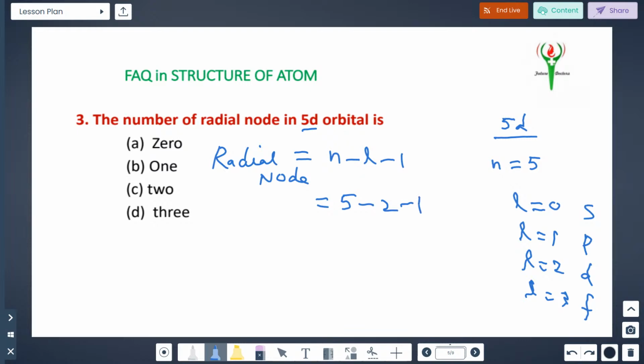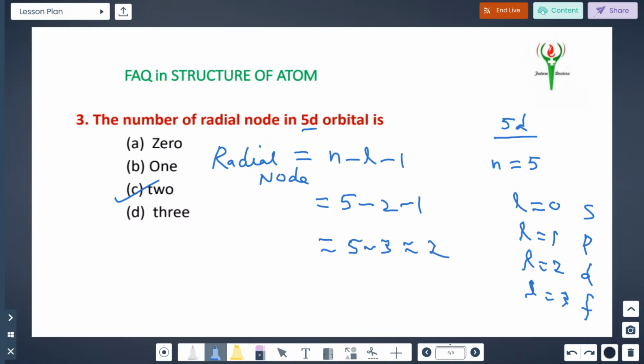minus 1. You know that. So 5 minus 3, the answer is 2. So among these, C is the correct option. Are you following? Okay, simple one. You just memorize the formula for radial node. Understood?